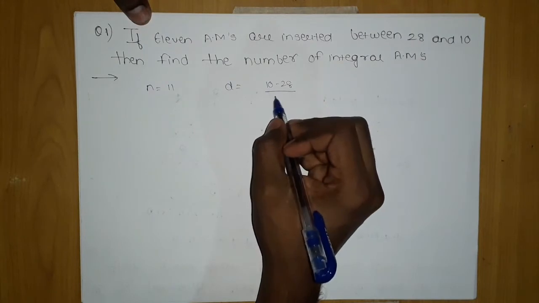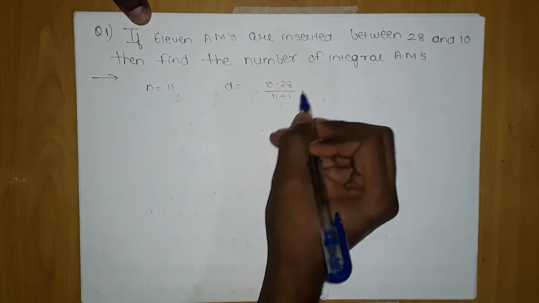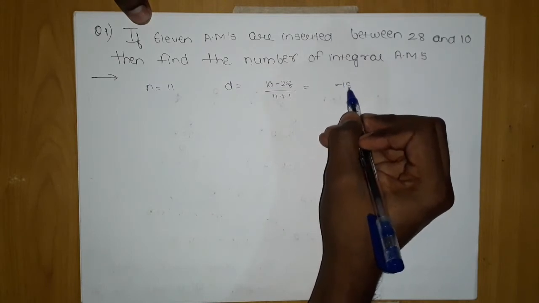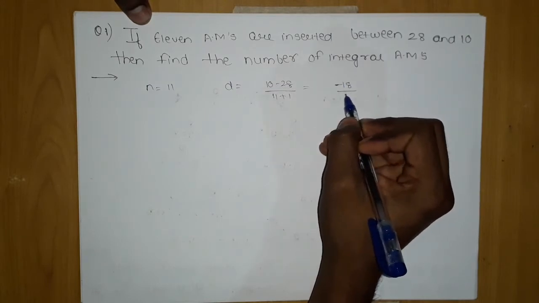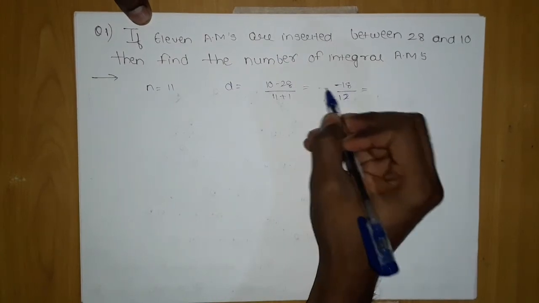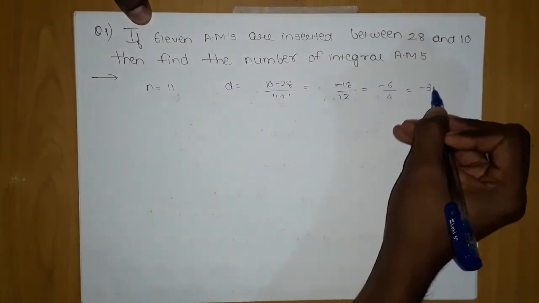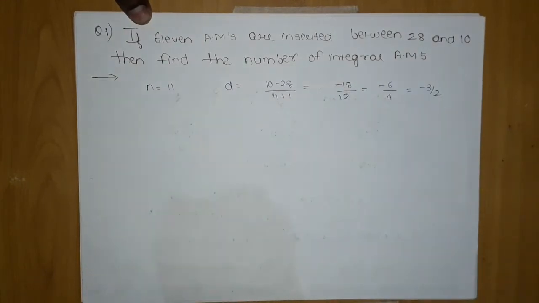Now I want to find D, which is 10 minus 28 upon n plus 1, which is 11 plus 1. What do I get? Minus 18 upon 12. What is it? It is 6 by 4, which is nothing but minus 3 by 2. So we got the D.